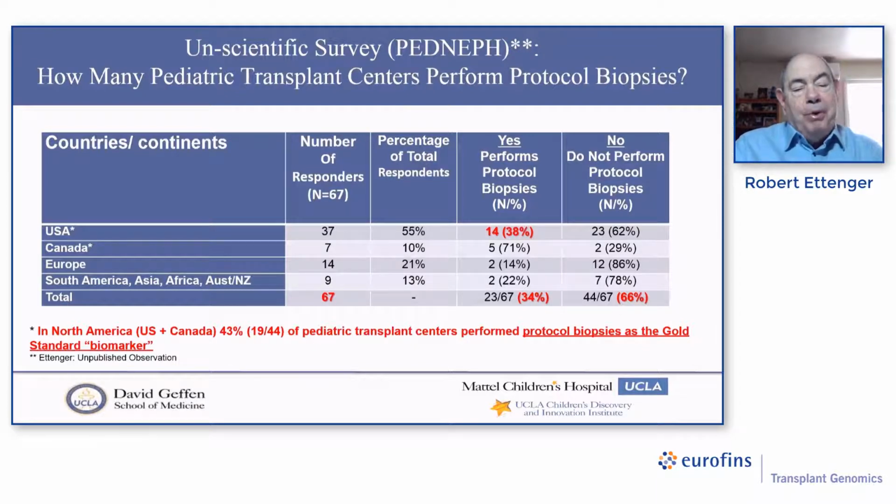In North America, both US and Canada, 43% of the centers perform protocol biopsies. This is the gold standard biomarker that we've all been using for the last 10 to 15 years.